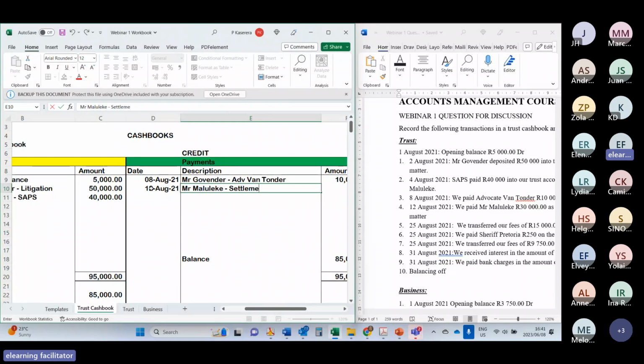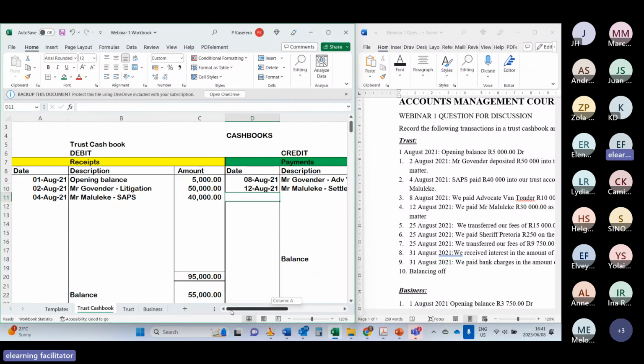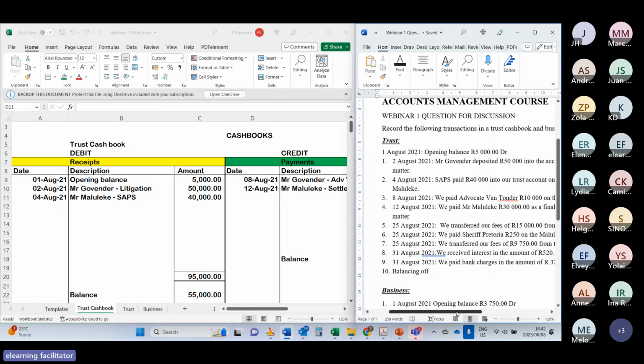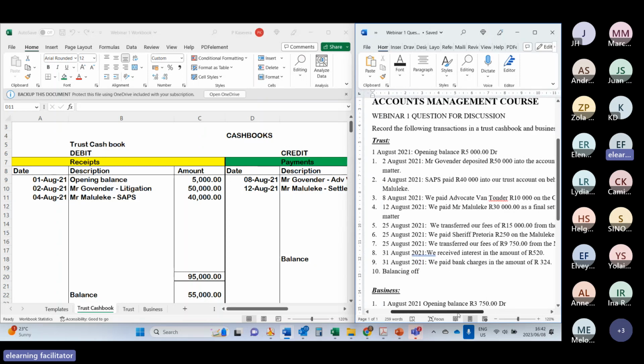Settlement. It's the final for his matter, and we're paying 30,000. So this is basically how we record in our cash book: a receipt side, payment side. Even in your assignment, this is what you're supposed to do. And then we are told we transfer our fees of 15,000 from the Govender matter.